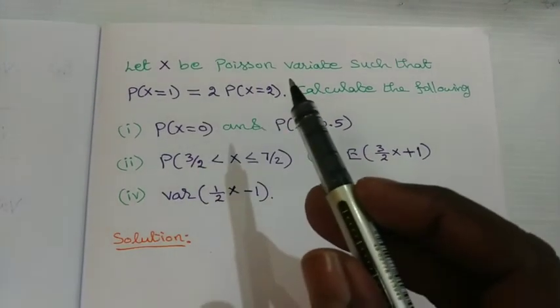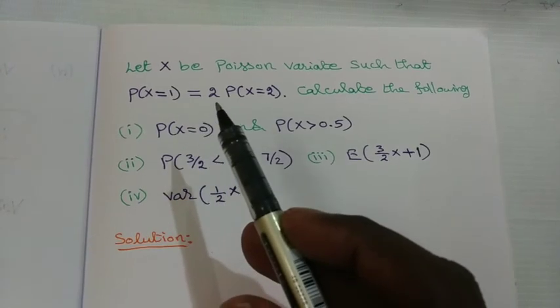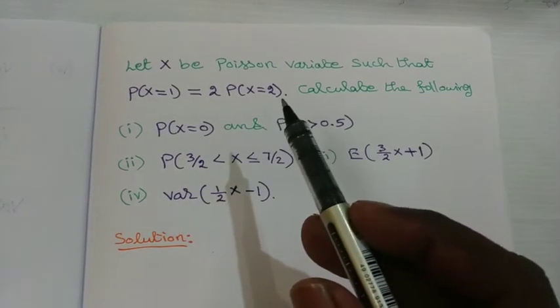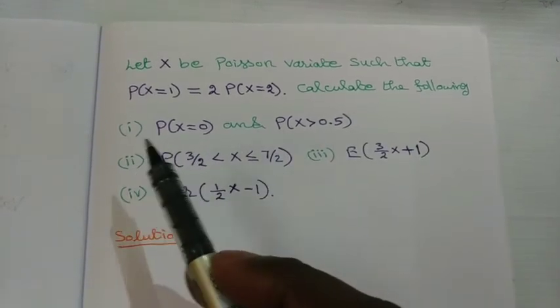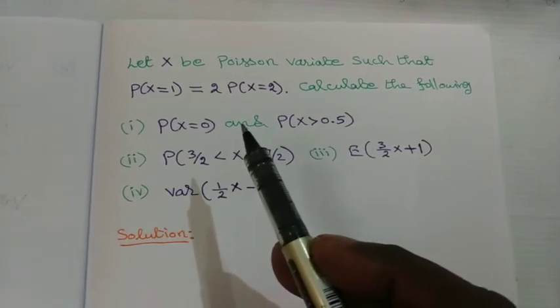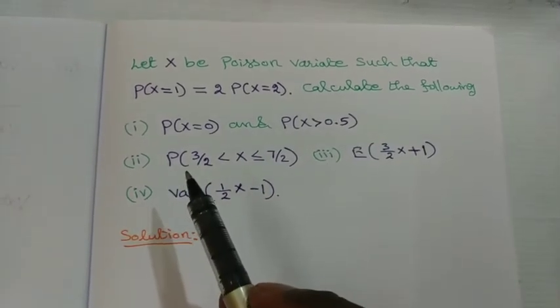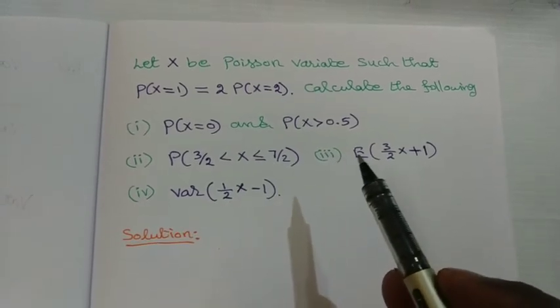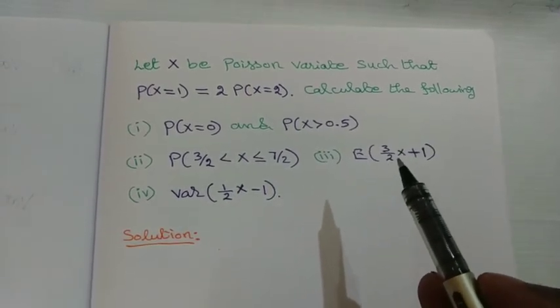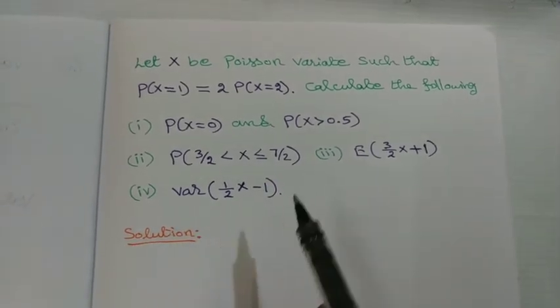Let X be a Poisson variate such that P(X = 1) = 2 × P(X = 2). Calculate the following. Number 1, P(X = 0) and P(X > 0.5). Second one, P(3/2 < X ≤ 7/2). Third one, E(3/2 X + 1). Fourth one, Variance of (1/2 X − 1).